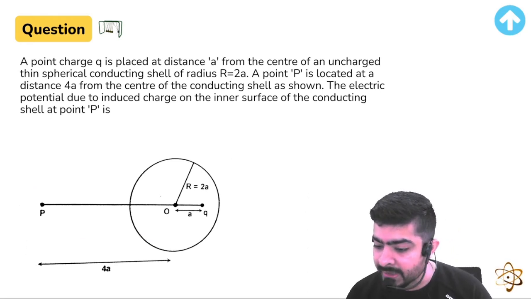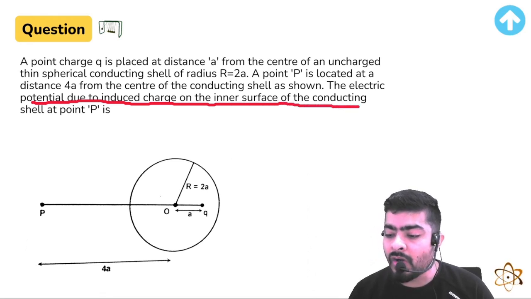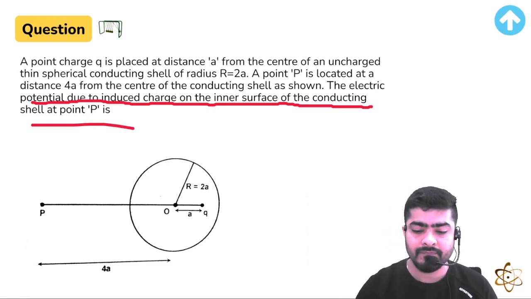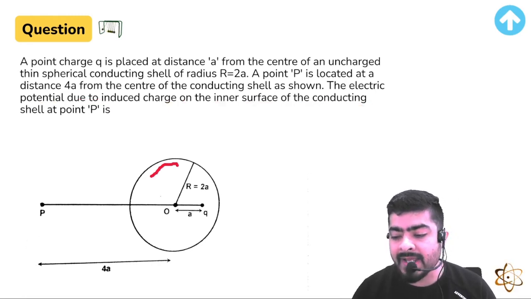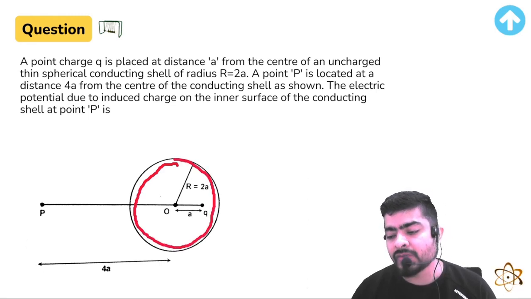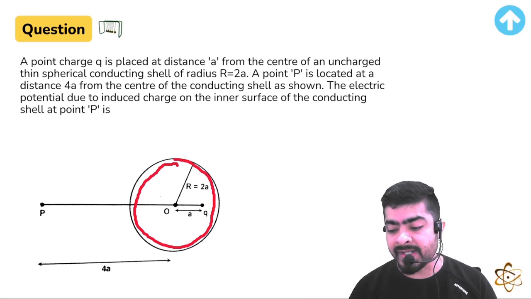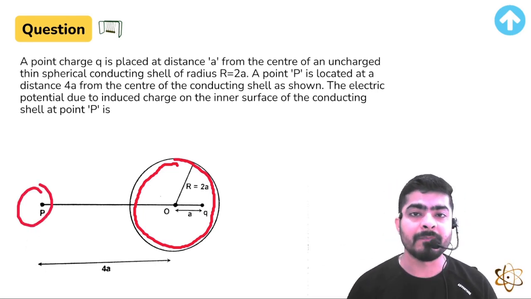Now they are asking: what is the electric potential at point P due to the induced charge on the inner surface of the conducting shell? What does this mean? The conductor has an inner surface, right? This inner surface will have some amount of charge. That charge will create some potential at point P. We have to find that potential. Got the question?